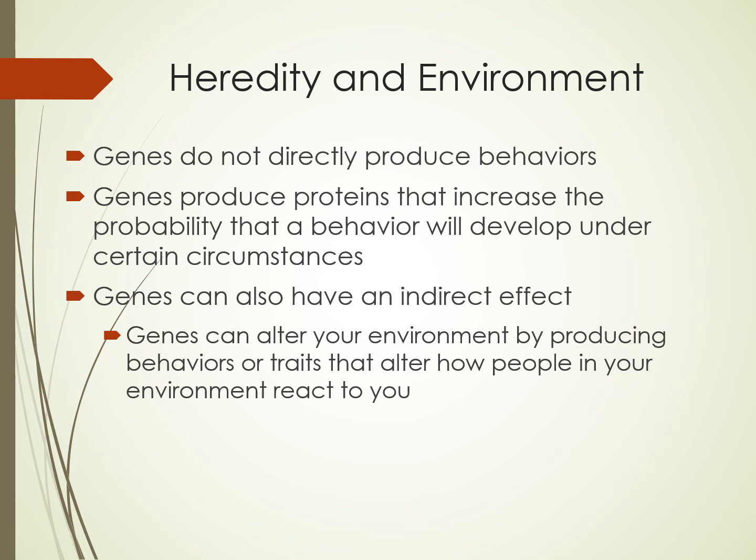And I know I pull apart some of these points a bit more than Calit does, but I think they're really important points for our realization that genes are predispositions. They're not destinies. But my final point, and again, I think it's pretty important, is that genes do not directly produce behaviors. Genes produce proteins that increase the probability that a behavior will develop under certain circumstances, so in particular environments and with particular experiences. And genes can also have this indirect effect.